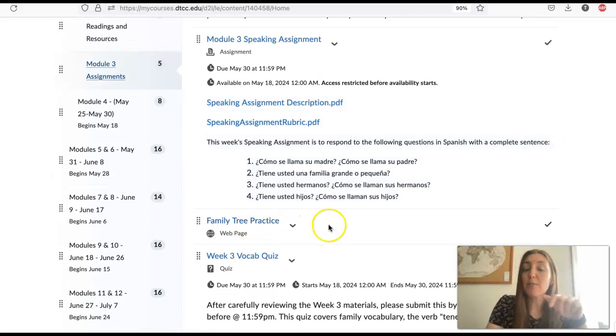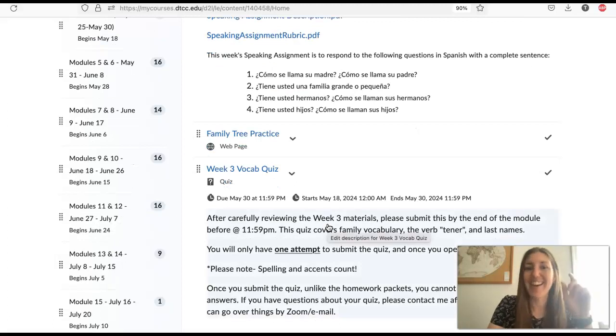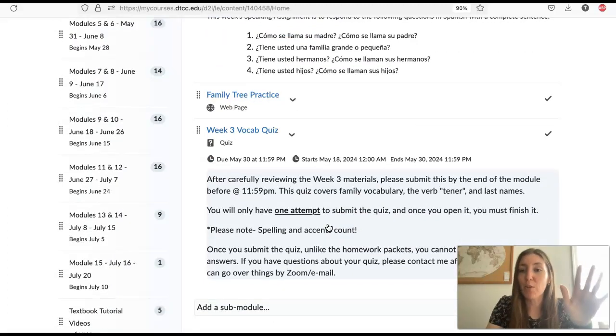And then this thing where it says family tree practice, you don't have to submit that anywhere. That's just similar to something that's on the quiz. So just take a look at it. Again, you don't have to submit it. Just take a look at it because it's similar to what's on the quiz, which is here. And the quiz, again, remember, once you open it, you have to finish it. And you only get one attempt.